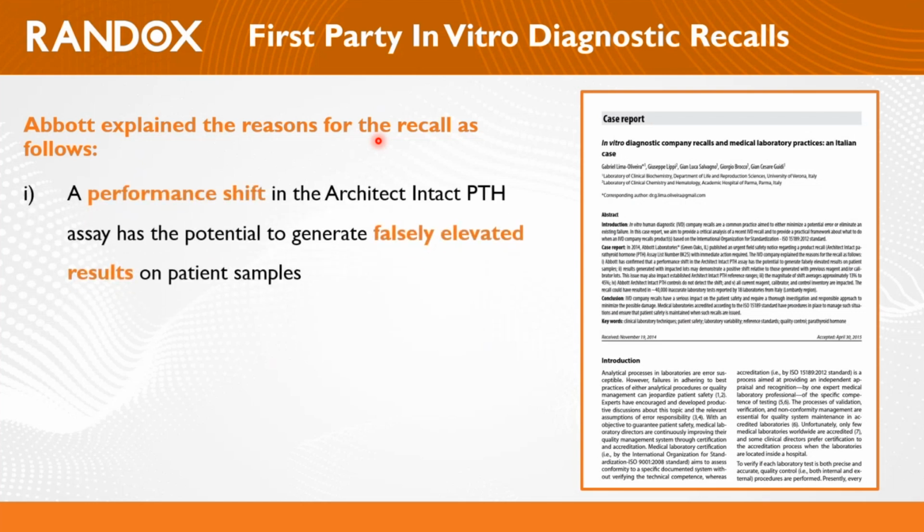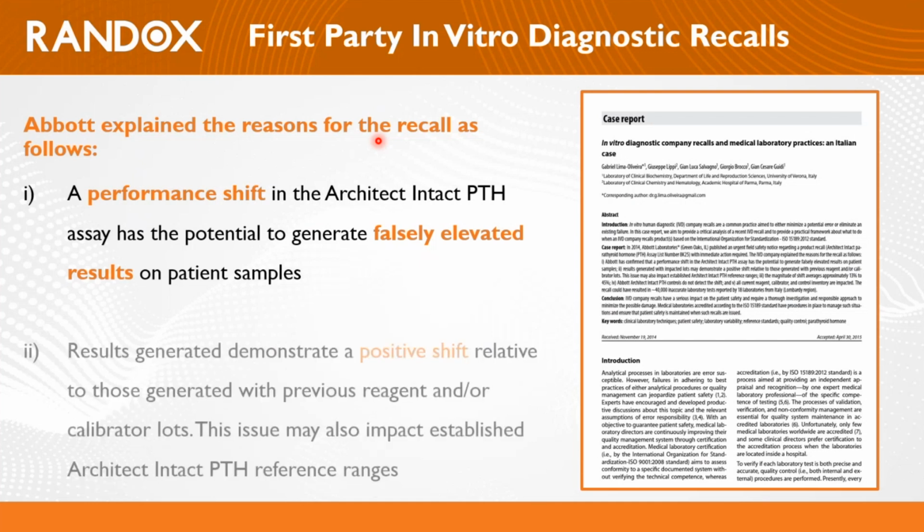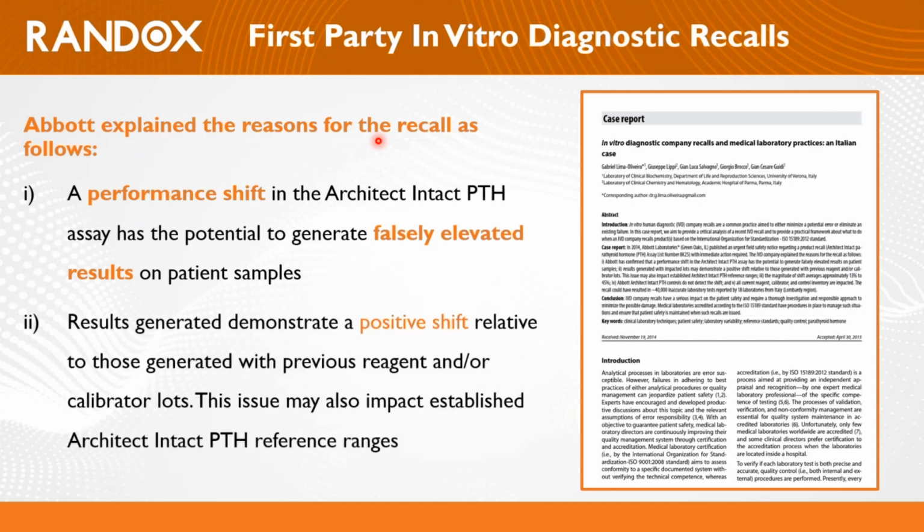They said that there was a performance shift in the Architect PTH assay that had the potential to generate falsely elevated results on patient samples. So this PTH reagent had a positive shift, a positive bias. Now, Abbott said that results generated from this reagent demonstrated a positive shift relative to those generated from previous reagent and calibrator lots. The issue also impacted Architect intact PTH reference ranges.